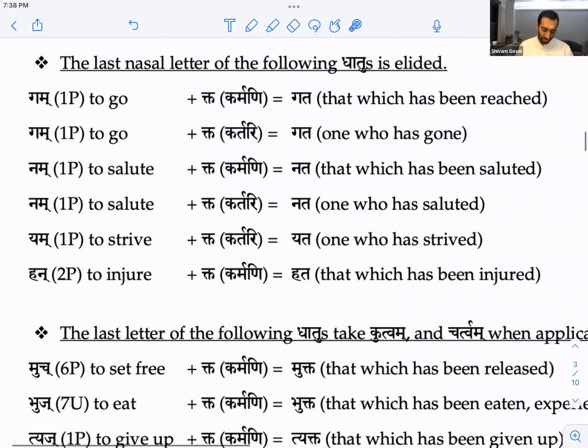The last nasal, so the makara or nakara goes away. If the dhatu ends with makara or nakara, the last makara or nakara goes away. So gam becomes ga plus ta, gata. Nam plus ta becomes nata. Again, nata. This is kartari karmani. Yam plus ta becomes yata. Han becomes ha, and then ta, hata. Let me know in the chat if you want me to slow down. We saw this in our last class. I'm just going fast, but you can tell me to slow down.